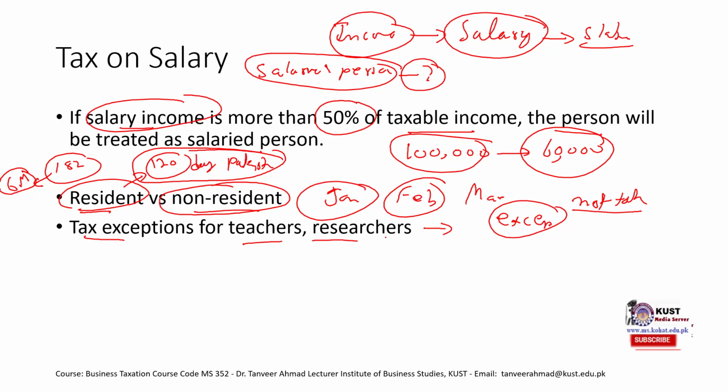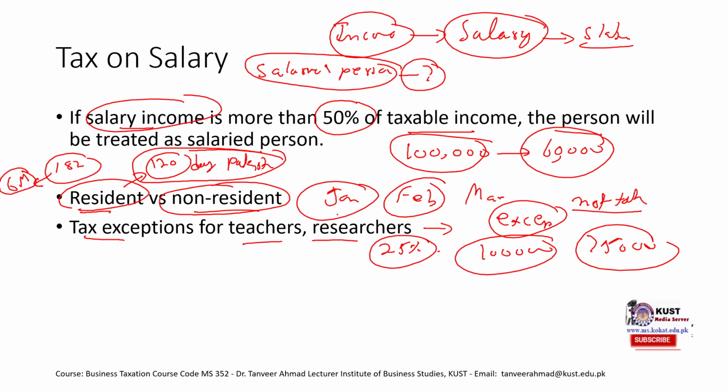So for researchers, whatever their taxable income is, 25% of that income is not taxable. So for example, if their income is 1 lakh rupees, then they would have to pay tax on 75,000 rupees. 25,000 is exempted from tax.